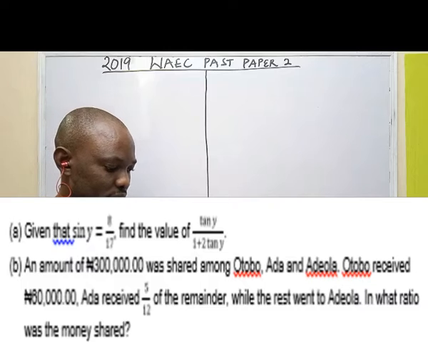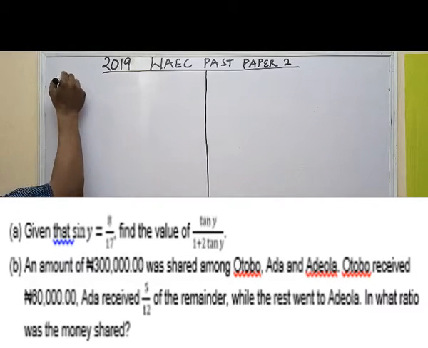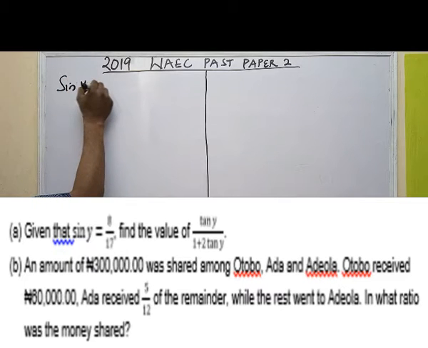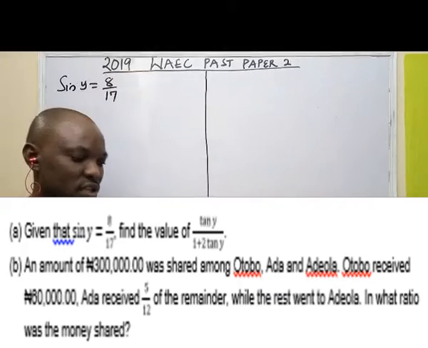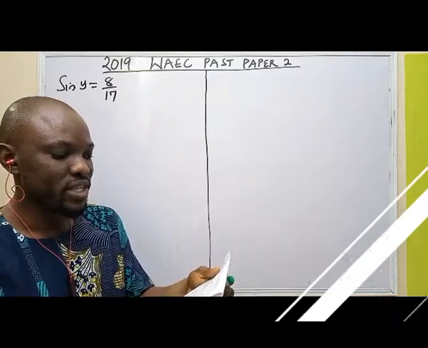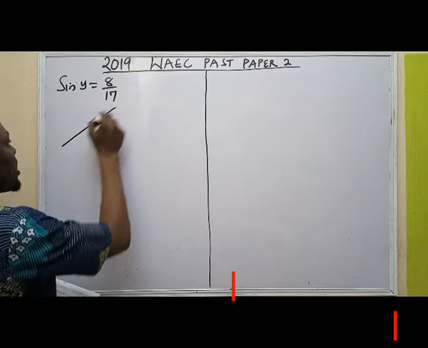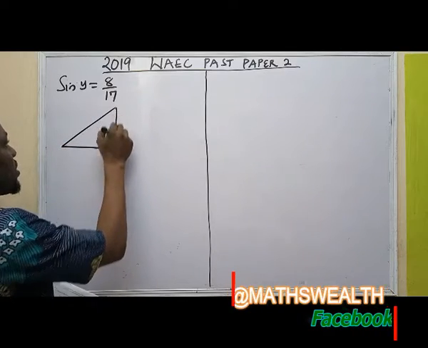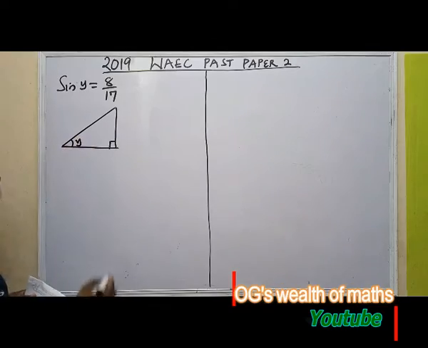12a. Given that sine y equals 8 over 17, the question says we should find the value of tan y over 1 plus 2 tan y. Now we need to get an expression for tan y. I'm going to draw a triangle from this question. This is my y, meaning the angle is y.